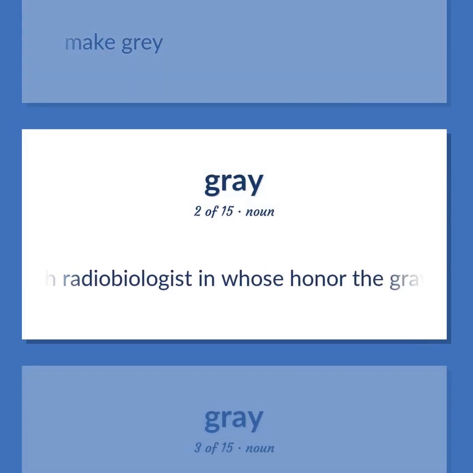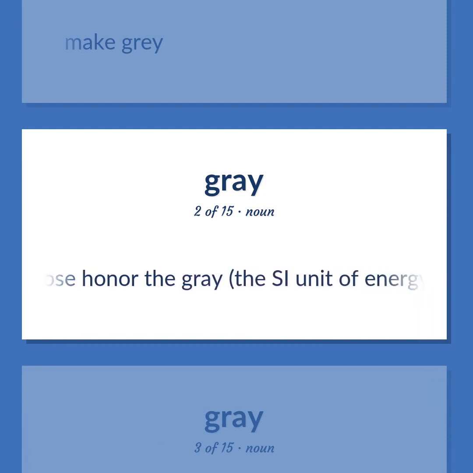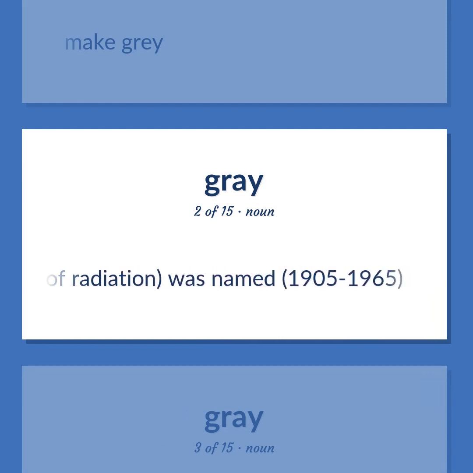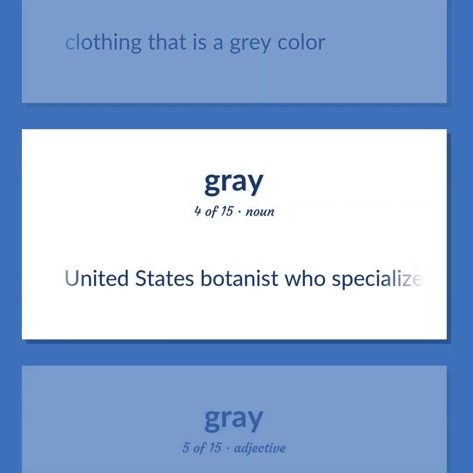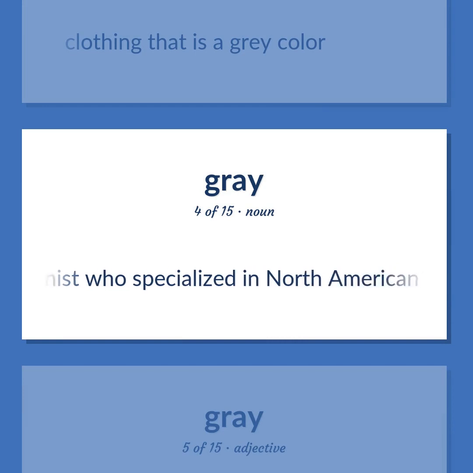English radiobiologist in whose honor the gray, the SI unit of energy for the absorbed dose of radiation, was named, 1905 to 1965. Clothing that is a gray color. United States botanist who specialized in North American flora and who was an early supporter of Darwin's theories of evolution, 1810 to 1888.